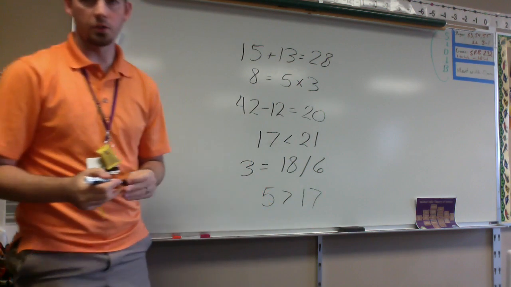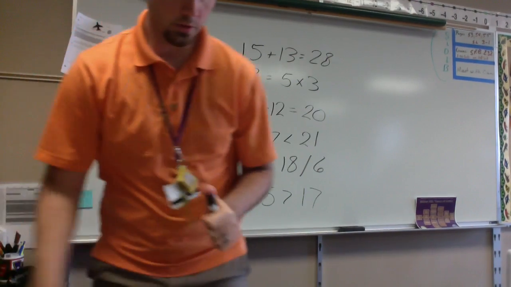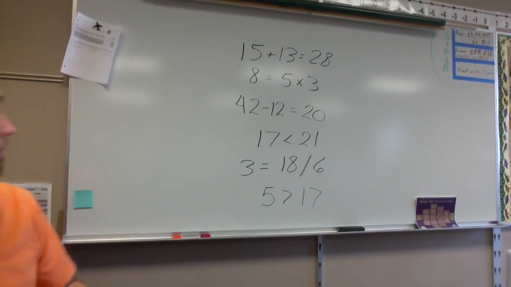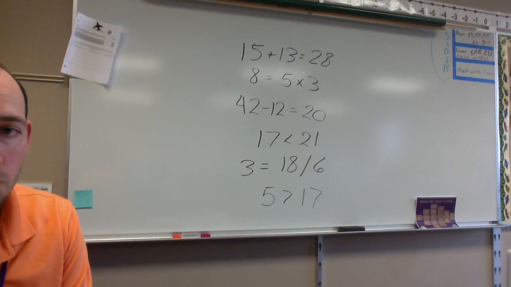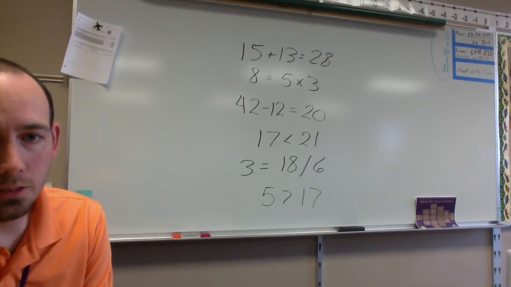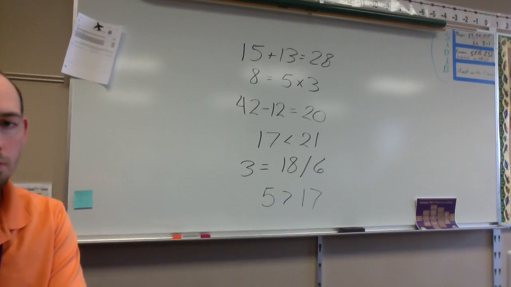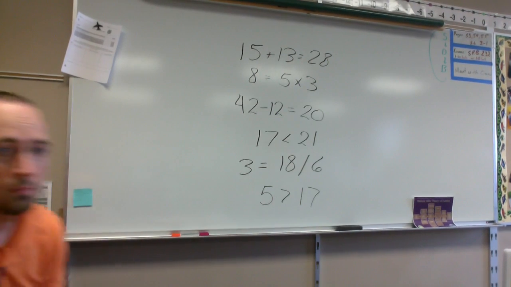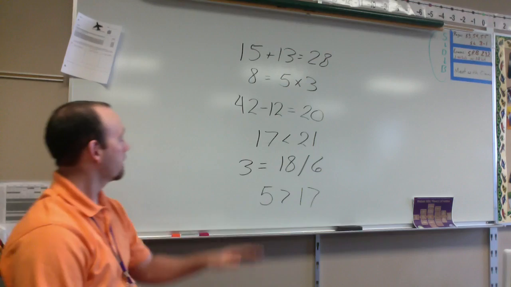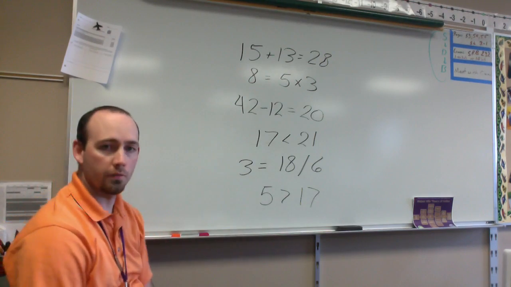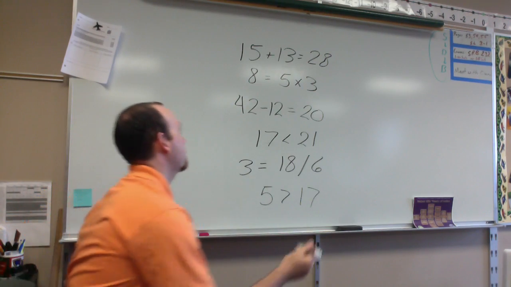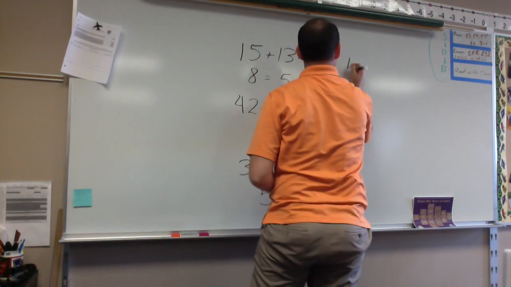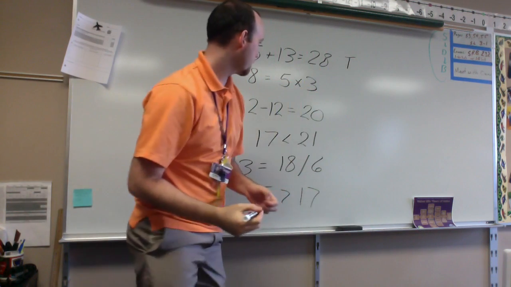So I want you to look at those. You can pause your video with those on your screen. I just want you to write a big T or a big F next to each of those, and we'll be right back to check if you were right. All right, let's look at them. 15 plus 13. If we were to actually add those together, we should get 28. So we go ahead and write a big T by there for true.